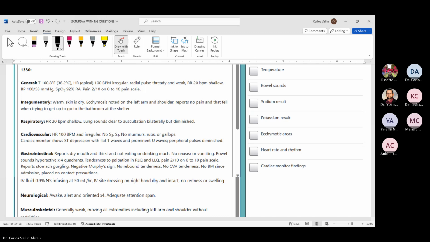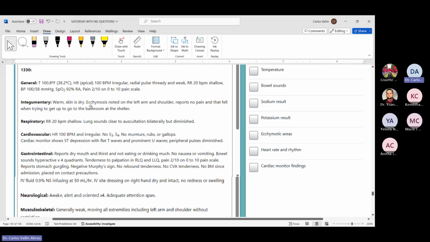Blood pressure 100 over 58. For a person of this age, it sounds a little low. Again, it would be very interesting to know what is the baseline blood pressure of the client. Oxygen saturation 92% room air, a little low. Pain 2 on 10. Where is the pain? Maybe abdomen. Okay, so a light pain. Very good.